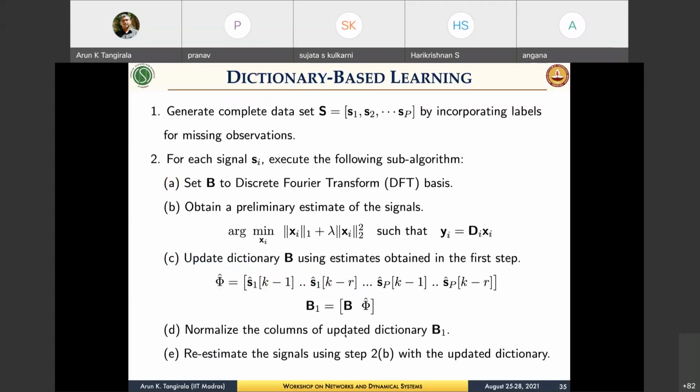I don't intend to go through every step, but we use a two-step procedure to construct our dictionary. The dictionary for the signal is also not known. We assume initially that the signal is representable in the DFT basis, and then we use the past values of the signal after a first level reconstruction to come up with a composite dictionary here that you see, and then refine our reconstruction.